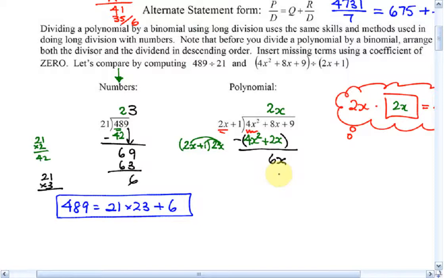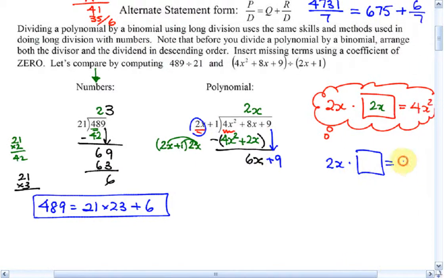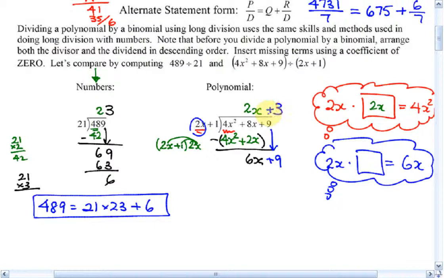What do you think I do next? How about you bring down the 9? Okay. And then you should be asking yourself the same thing now. 2x, that thing in front here, 2x times what gives you 6x? 3. Good. So I'll say plus 3. And then once again, I'm going to have to do the divisor of 2x plus 1 and multiply that by 3. And we'll do that together.